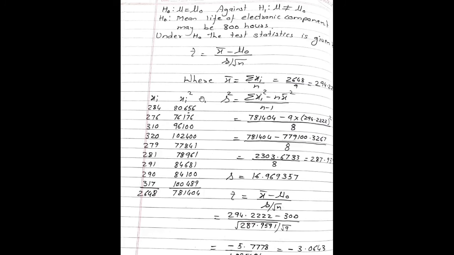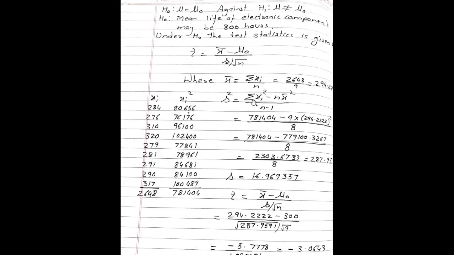So we have to find summation xi. So we will make two columns, xi and xi square. Xi values are 284, 276, 310, 320, 279, 281, 291, 290 and 317. We need summation of xi values. So 284 plus 276 plus 310 plus 320 plus 279 plus 281 plus 291 plus 290 plus 317. So the total becomes 2648.